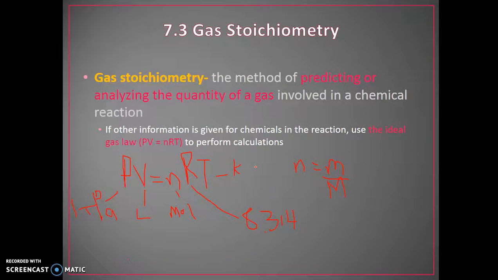These gas stoichiometry questions could ask us a variety of things: pressure, volume, moles, temperature, or mass. Generally, they're asking us something with mass or something with volume of the gas involved, but we can go look at the questions and see what they look like.